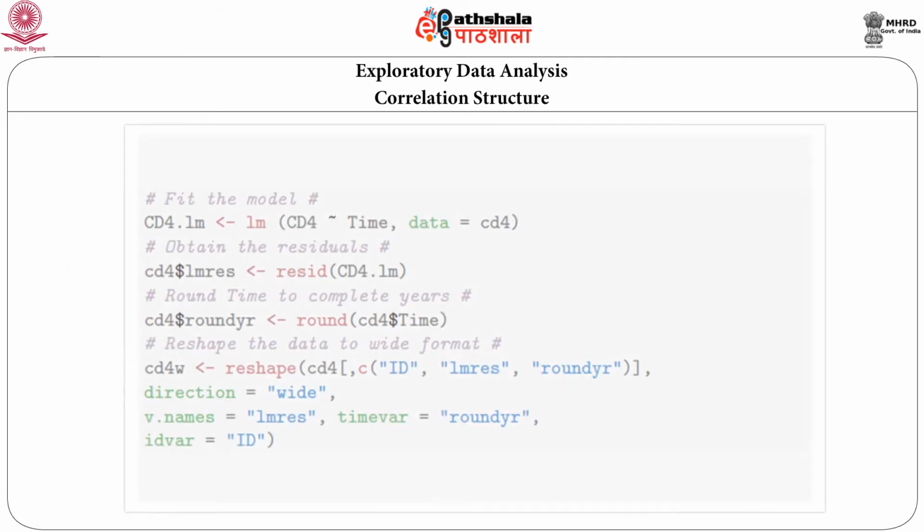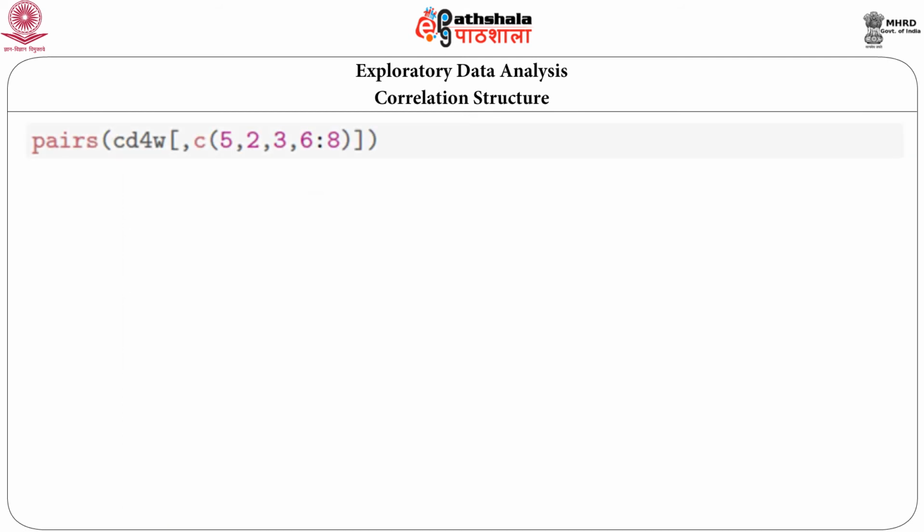So again, here what I have done is CD4.lm is the standard linear model of CD4 versus time, and then I can calculate the residuals of it. And we reshape the data from a long to a wide format and use the pairs command. Now, when we use the pairs command, this is what we get.